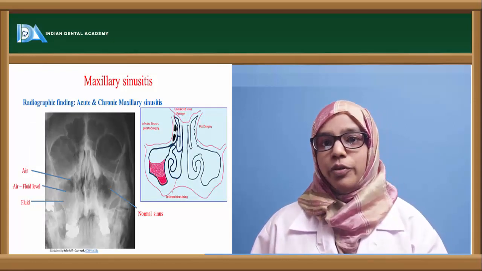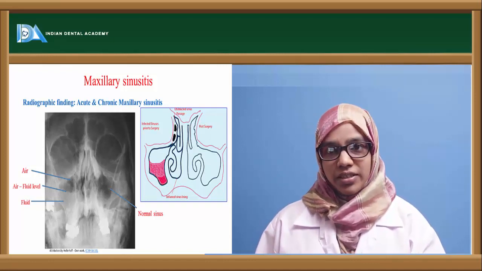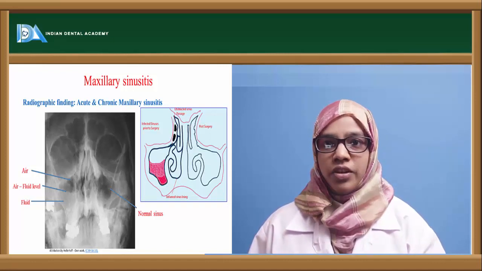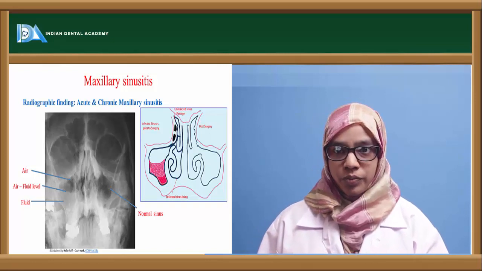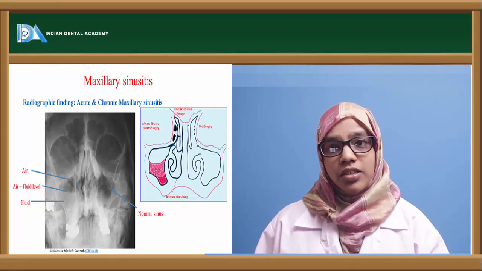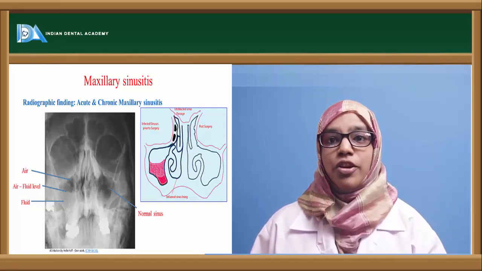Now, how do you confirm your clinical diagnosis? With the help of radiographs. To examine the maxillary sinus, a 15 degree occipito-mental projection is very important. This projection is also called the PA Waters view. In this, you can see the maxillary sinus very clearly. In a normal patient, the maxillary sinus area looks radiolucent.